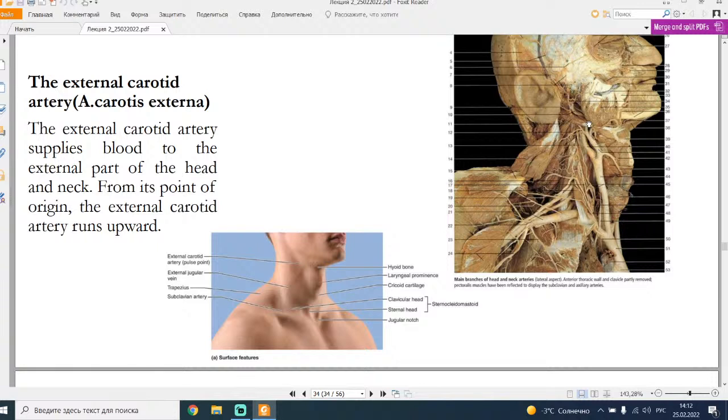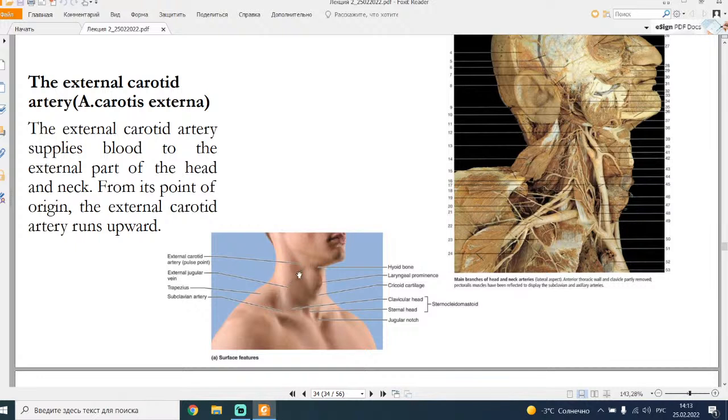What you see, this is the right arteria carotis communis dextra, divided into two branches: the arteria carotis externa and arteria carotis interna. What you see on the surface of the neck is the external carotid artery.